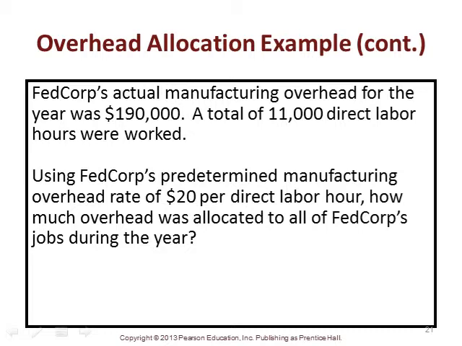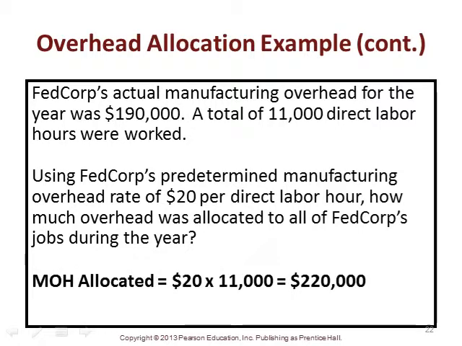So using the predetermined overhead rate of $20 per hour, how much was allocated to FedCorp's jobs during the year? And so through the year, we allocated $20 an hour, right? And we had 11,000 hours that we incurred. We're given 11,000 hours, so we would have actually allocated $220,000, right? And we get to that by multiplying the $20 that we allocated, the predetermined manufacturing overhead rate, by the actual number of direct labor hours worked of 11,000.